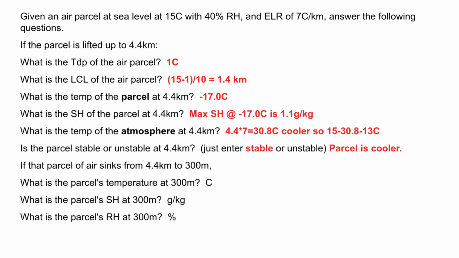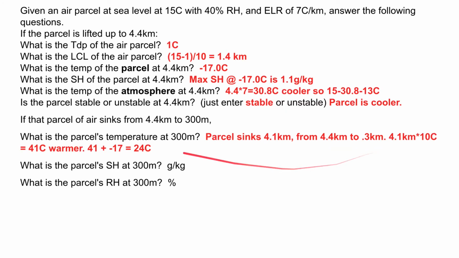If we want to find the temperature of the atmosphere, that's pretty easy. We're going from sea level to 4.4 kilometers. We're cooling by 7 degrees a kilometer. So the atmosphere is going to be 30.8 degrees cooler than it was when we started. 15 minus 30.8, negative 13 Celsius. And that also means that the parcel of air is stable. The temperature of the parcel is negative 17. The atmosphere around it is negative 13. So the parcel is cooler, so it's not going to rise anymore.